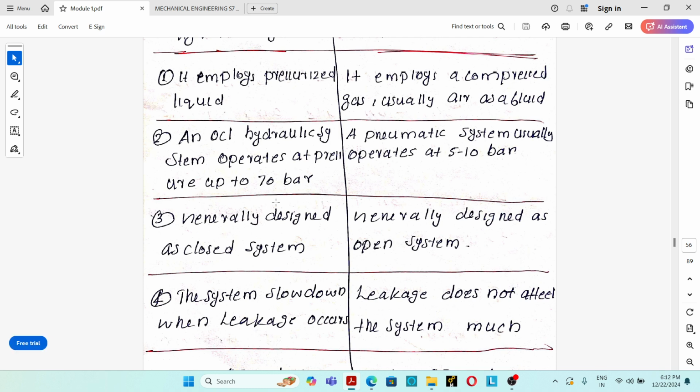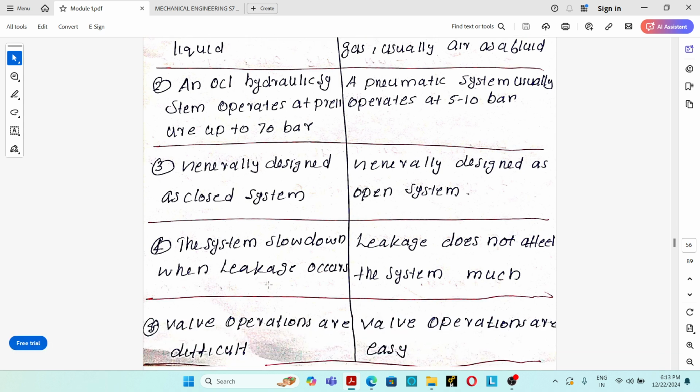Hydraulic system is generally designed as a closed system. The hydraulic oil flows from the hydraulic reservoir, flows through several components and finally returns to the hydraulic reservoir. That's why it is known as a closed system. Pneumatic system is generally designed as an open system. Open system means the air is taken from the atmosphere and, after producing the work output, the air goes to the atmosphere.